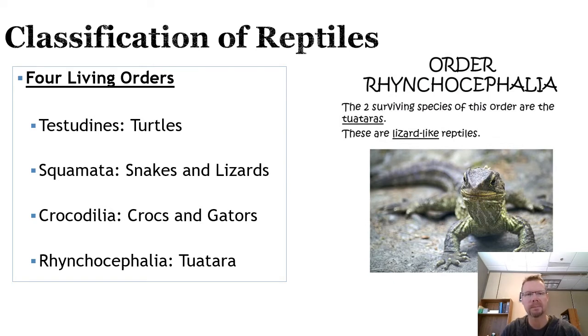4 living orders of the class Reptilia. We have Testudines, turtles, Squamata, snakes and lizards, Crocodilia, crocs and gators, and Rhynchocephalia. Rhynchocephalia is the most unique. There's only 2 surviving species of this order, tuataras, and that's it. They're lizard-like reptiles.